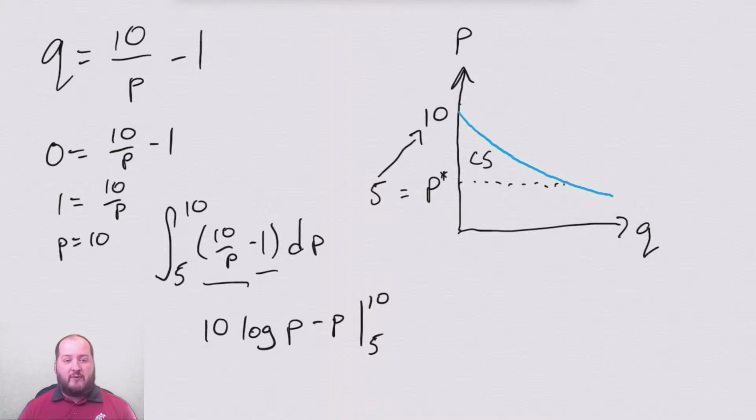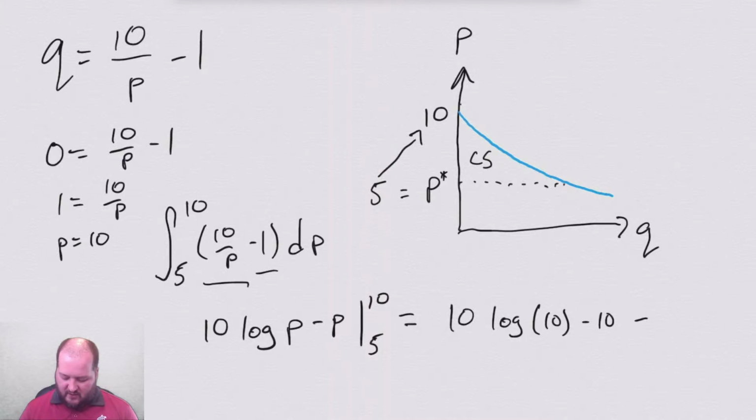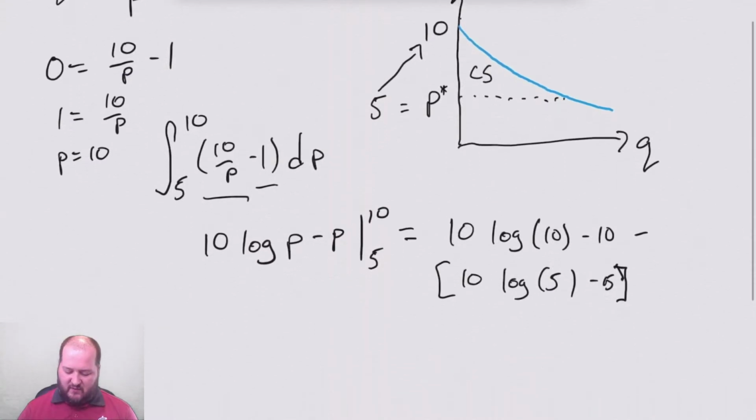From here, all I need to do is plug in my endpoints, my 5 and my 10. Plug in the final endpoint and subtract the initial beginning point. So this is just going to be 10 times log 10 minus 10, then all of that minus 10 log 5 minus 5. Let's give ourselves a little bit more room.